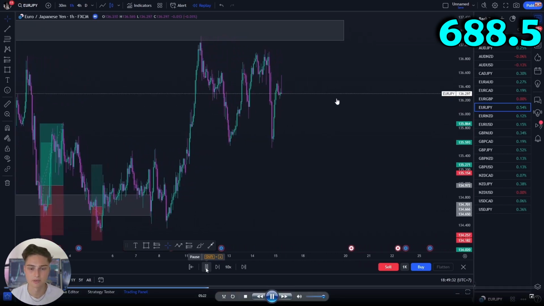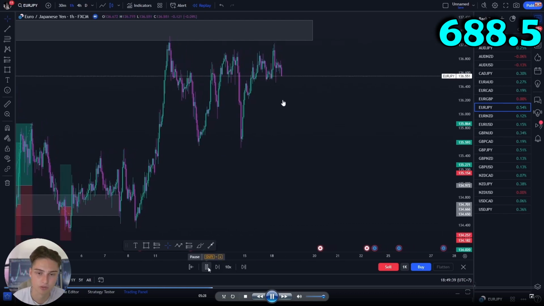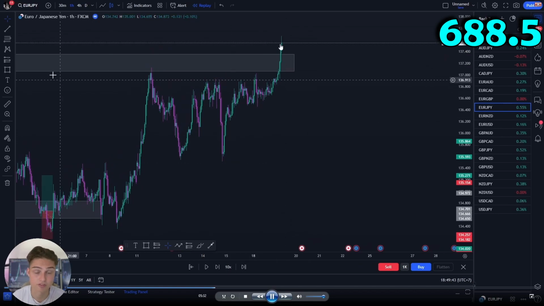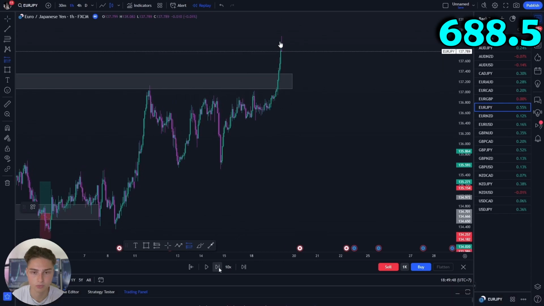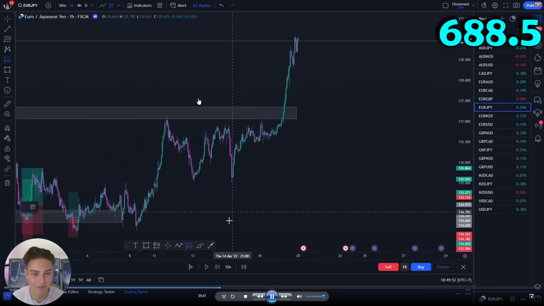So yeah, it's going sideways. Maybe this we could consider a zone. I'm not sure. I want to hit the big major zones. There we go. So we've actually broken above this major zone, so I'm going to go long here. Oh, yeah. Oh, well, I didn't click it. So we didn't take that trade.